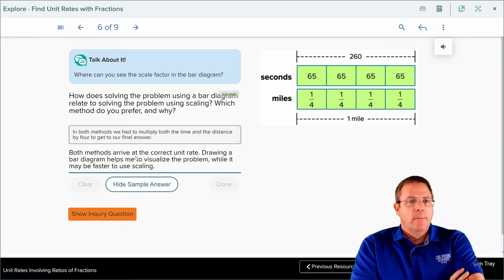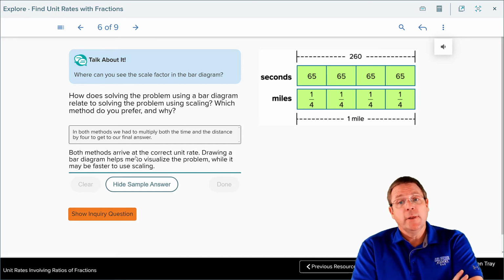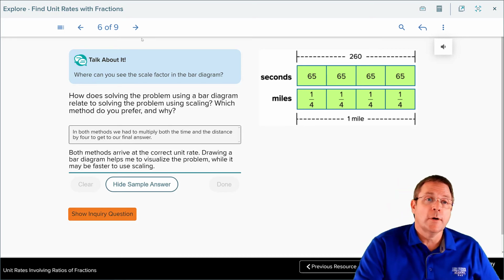They said both methods arrive at the correct unit rate. Drawing a bar diagram helps me to visualize the problem. It may be faster to use scaling. I definitely prefer scaling over using the bar diagram.